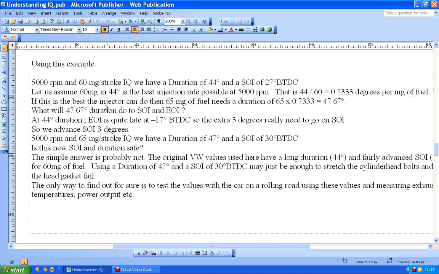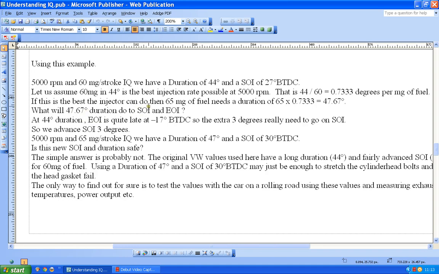Now if I say to myself, this is the best, then what happens if I want to inject 65 milligrams? Well, I just multiply 65 by 0.73, and I end up with 47.67 degrees. So I've now got a duration of 47.67 degrees.